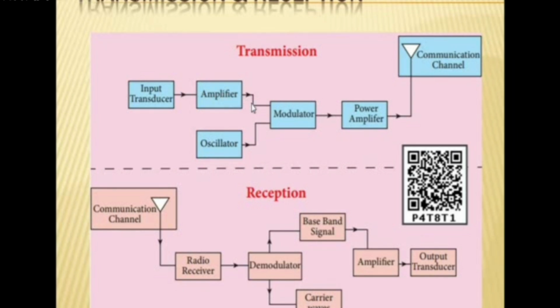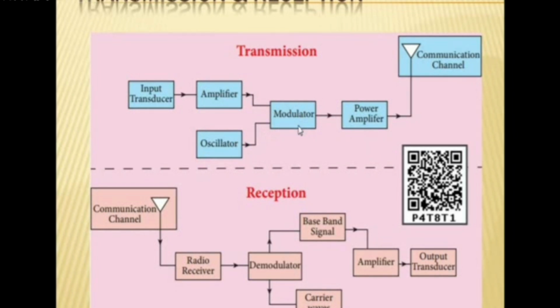Then the signal is given to the modulator. Here you can see the oscillator. The work of the oscillator is producing the high frequency carrier wave. The signal is produced by the input transducer, and the oscillator produces the carrier wave. The carrier wave is sent into the modulator and the signal is also sent into the modulator. The modulator superimposes the signal wave onto the carrier wave.